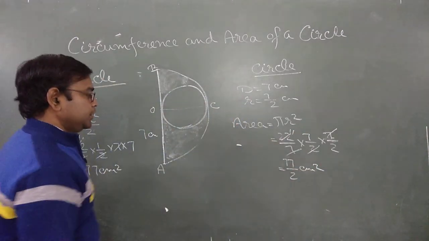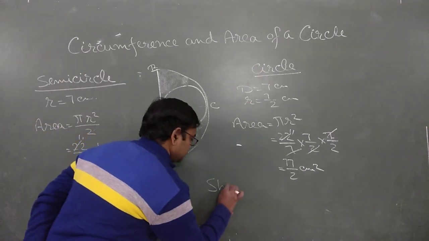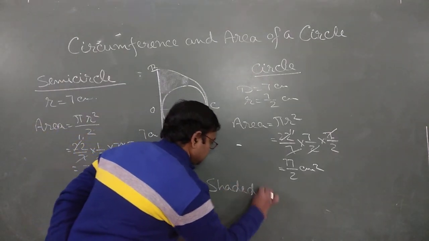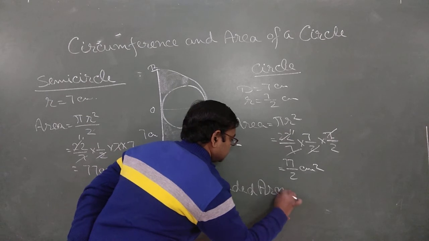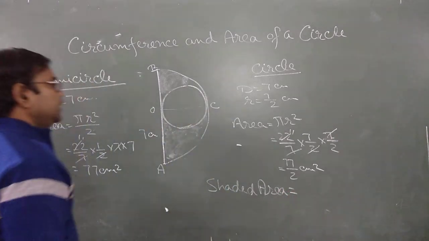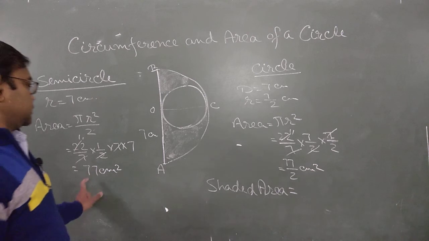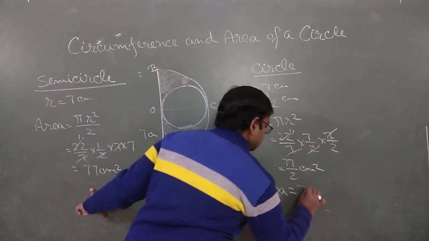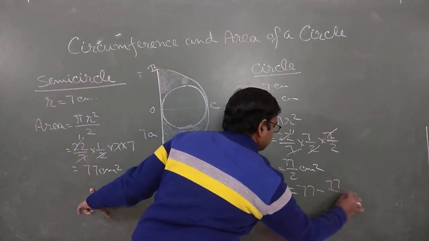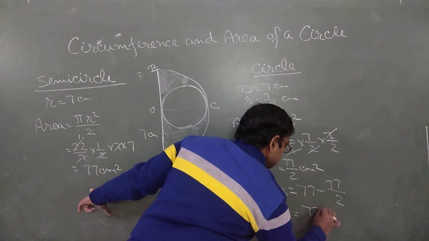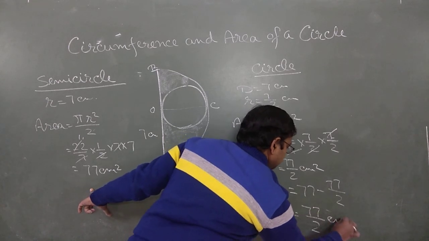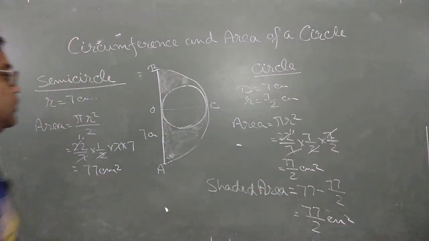So shaded area equals this 77 minus 77 upon 2, it's 77 upon 2 centimeter square. Hope this one is clear to you.